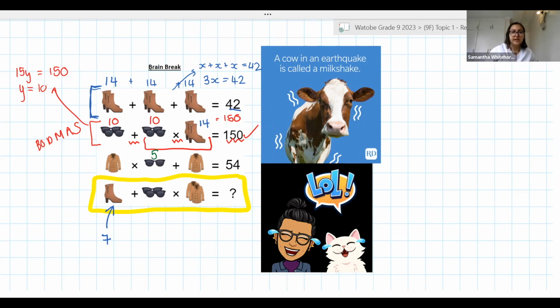So I'm going to give you guys a second to try and figure this one out. It's very similar to the one we did last. What is the coat worth in order for me to get a coat times 5 plus a coat to get 54?